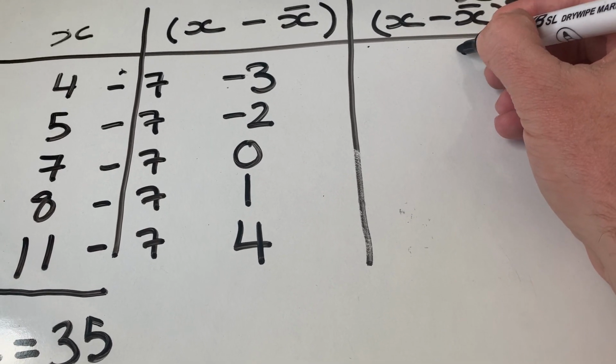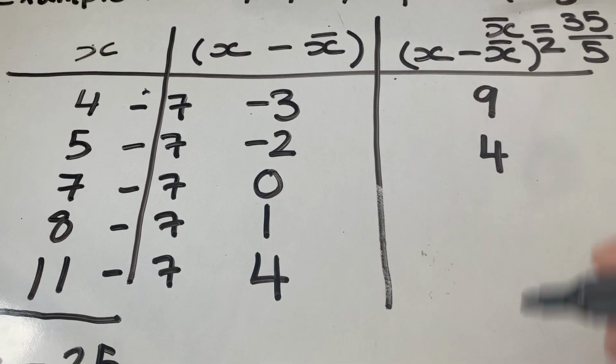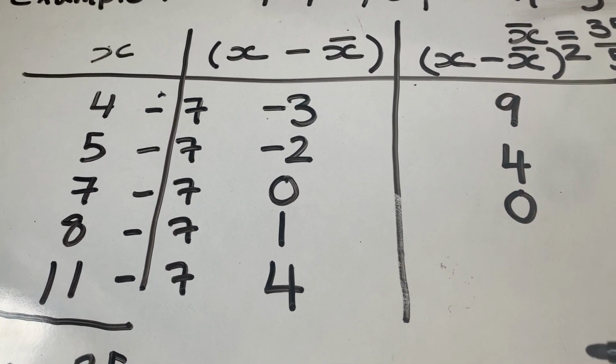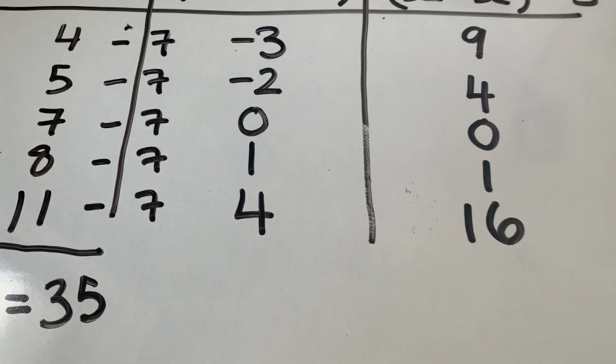So -3 times -3 is +9. -2 times -2 is 4. 0 times 0 is 0. 1 times 1 is 1. And 4 times 4 is 16.